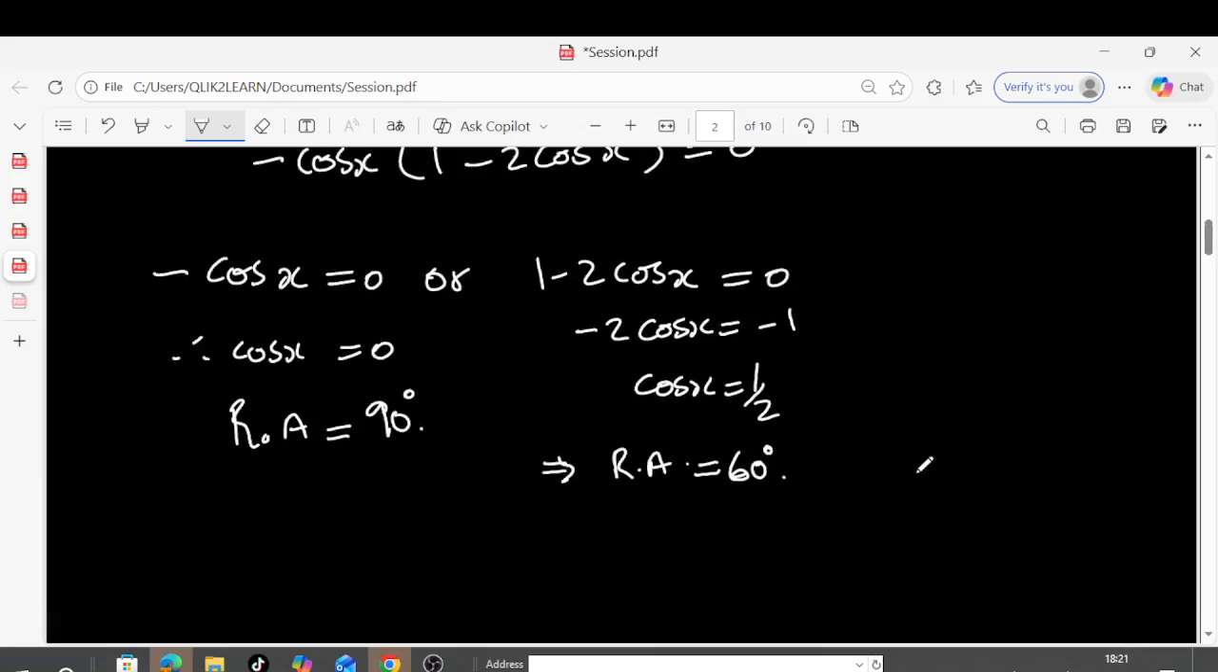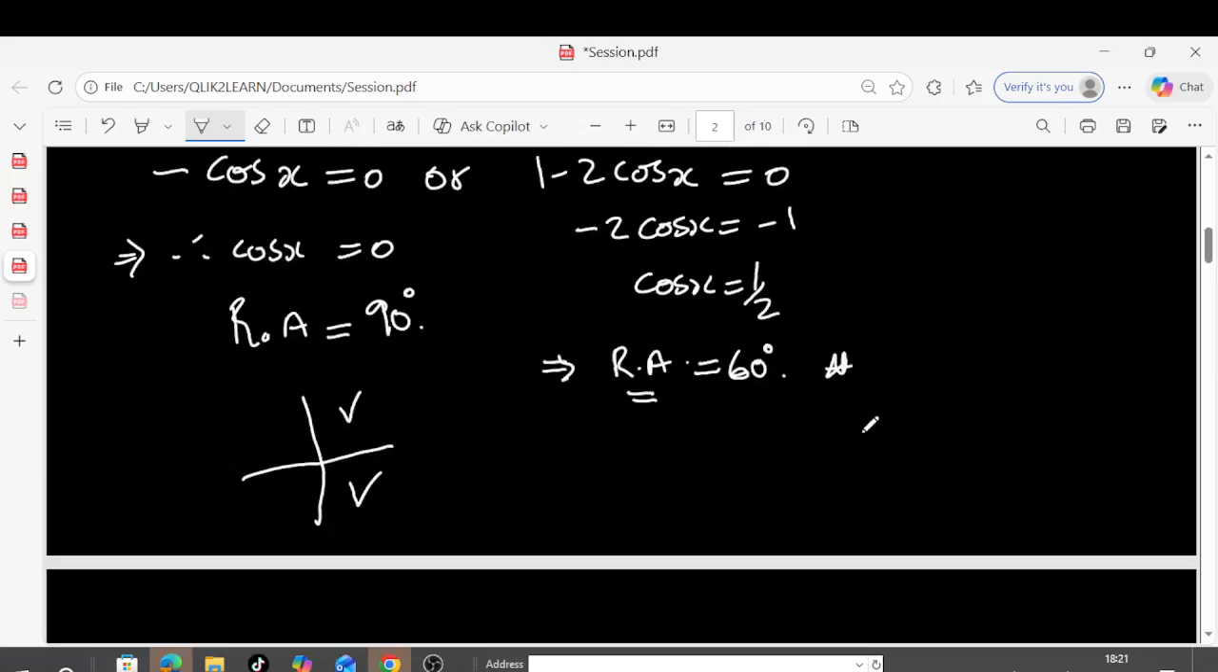So to determine our general solution, first thing first, cos is equal to 0 is positive. In which quadrant is cos positive? First and fourth. We are coming back to you, my guy. We are coming just now. We're going to work with you. Don't worry, we are coming.